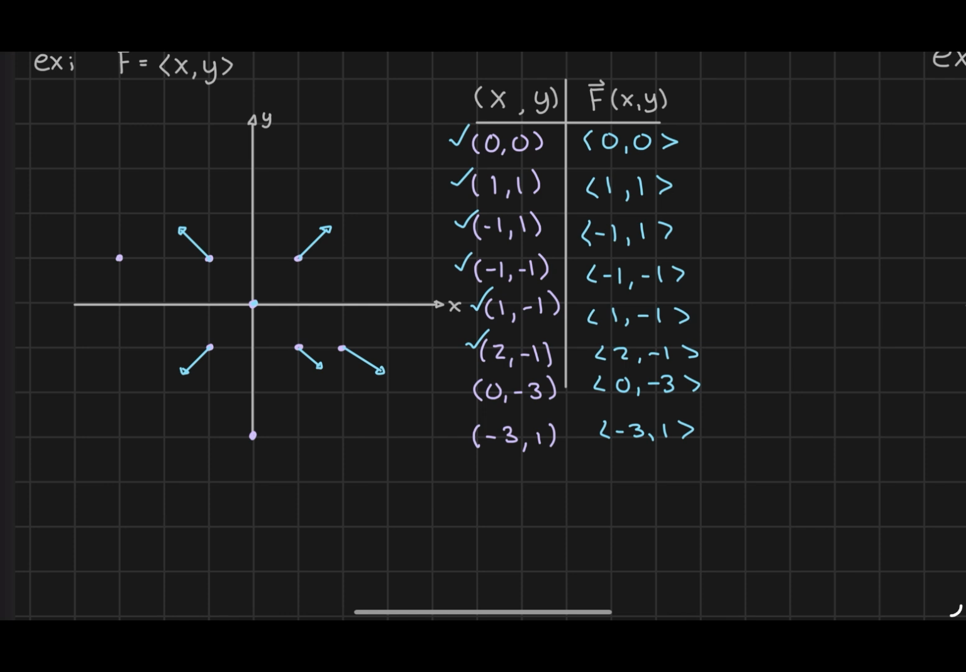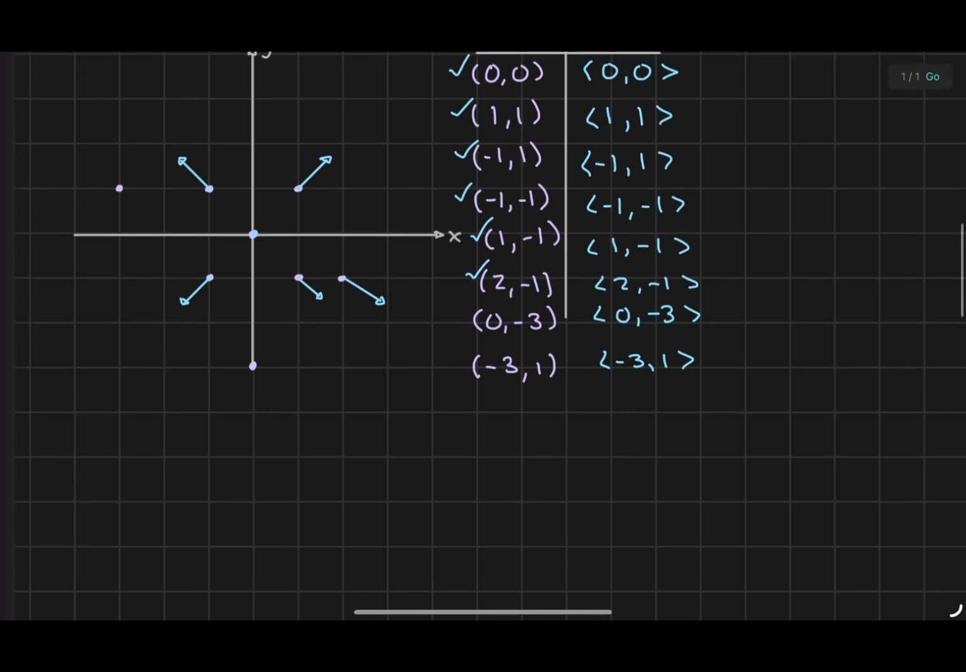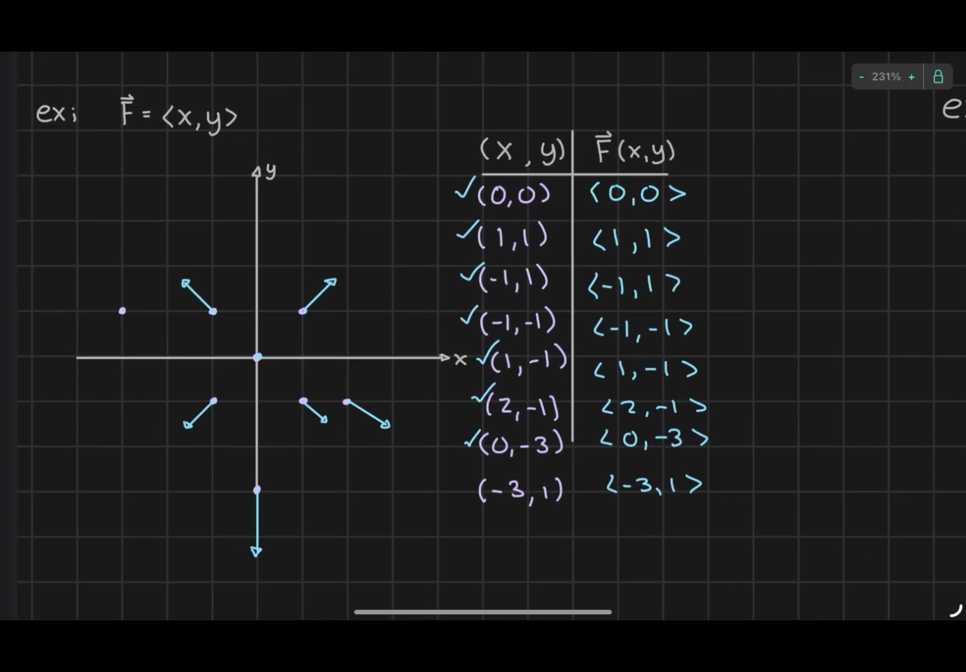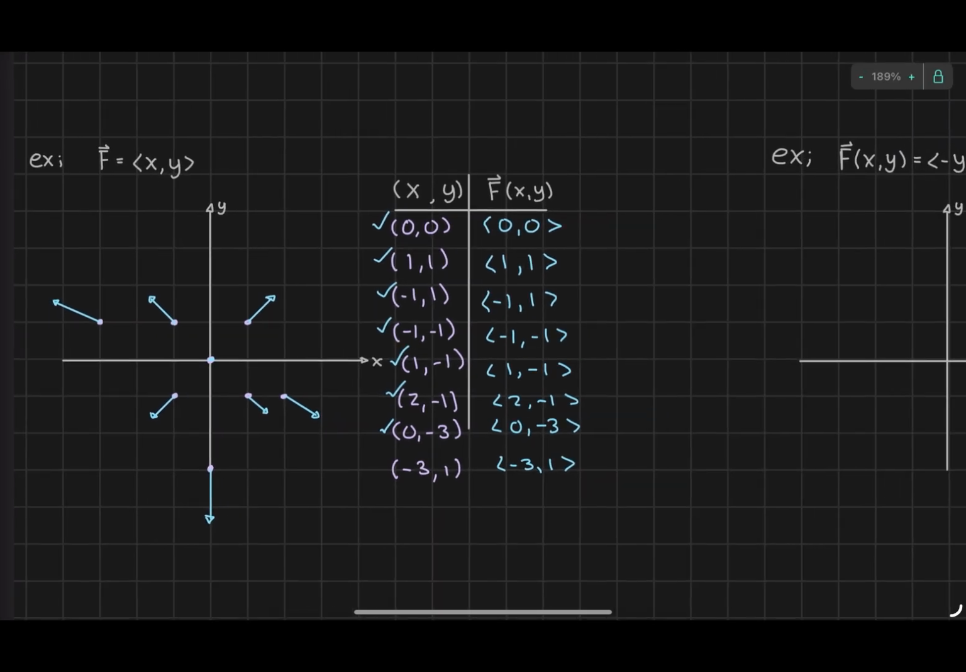0, negative 3. Okay, well, that's just going to go down 3 all the way. It's going to have the square root of 3 be its magnitude. Or 3 be its magnitude. So it's going to be the largest arrow that we've had so far. And then negative 3, 1. It's going to point in the negative x direction and up 1. So this is going to be something like that. Okay. So this is kind of our simple vector field that we've created right now.